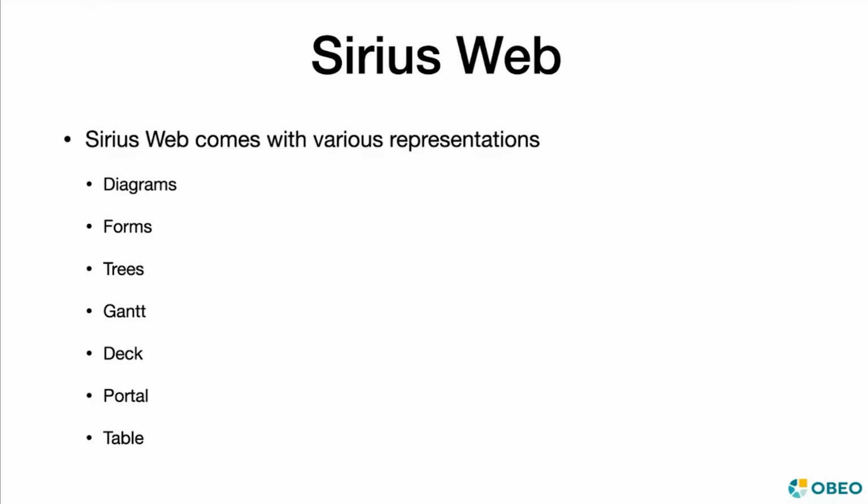Sirius Web comes with various representations such as diagrams, forms, trees, Gantt, deck, portal, and of course table. I've mostly shown you the diagram, but the Explorer is a tree-based representation and the detailed view on the right is a form-based one. Both could be configured just like the diagram. Now, let's talk about tables, the latest representation supported in Sirius Web.